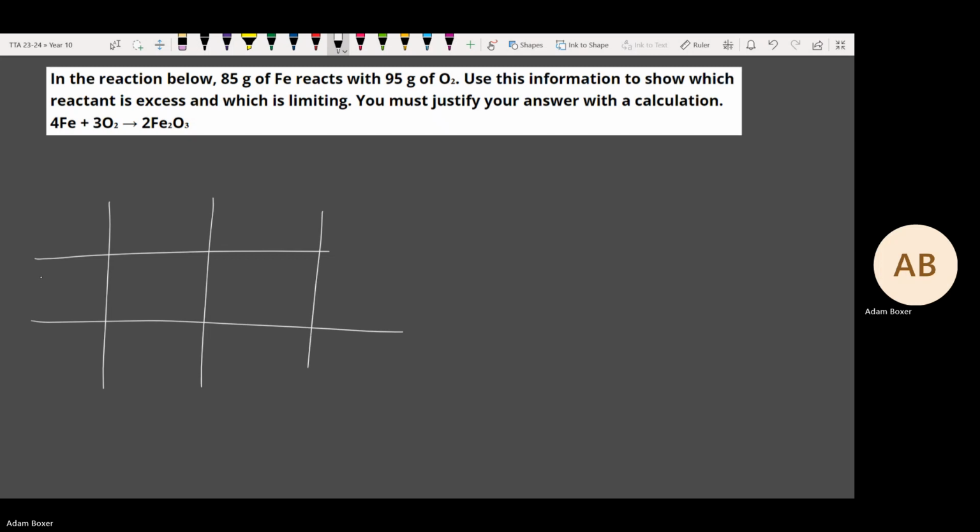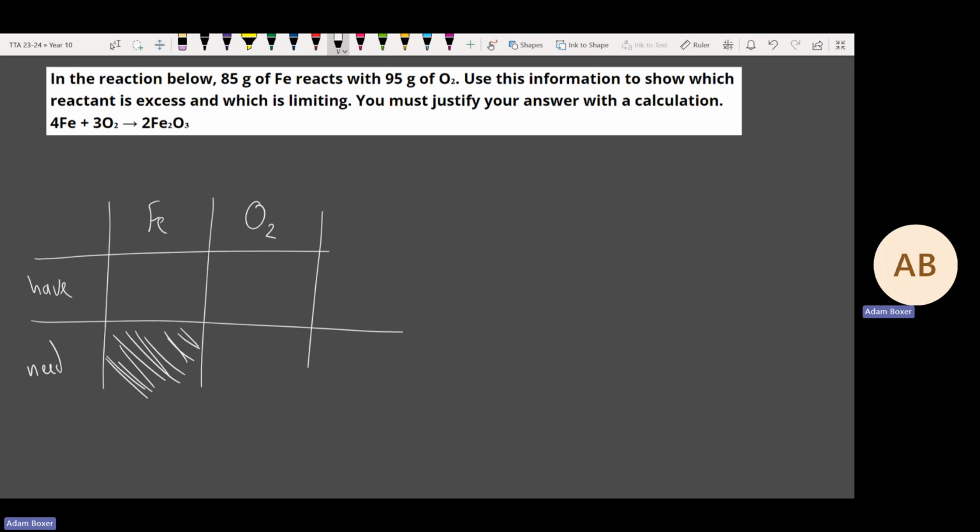Next up, I think this is the last round that we're going to do. I've got to do excess and limiting. Now, the method that I always use for these is called the have-need method. So I draw my table like this. Have, need, and I get rid of this box. I'm never going to need this box. I put my 2 reactants at the top, Fe and O2 over there.